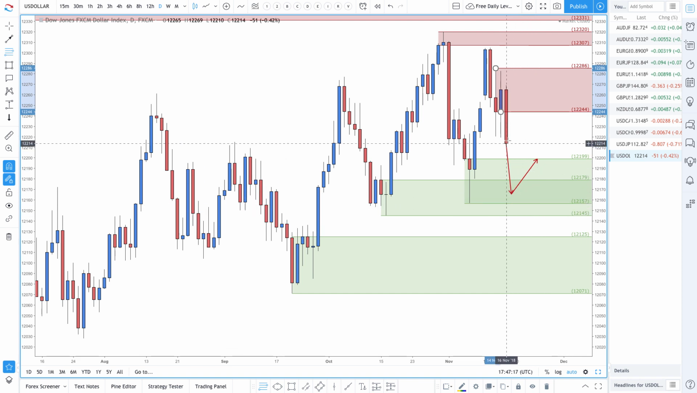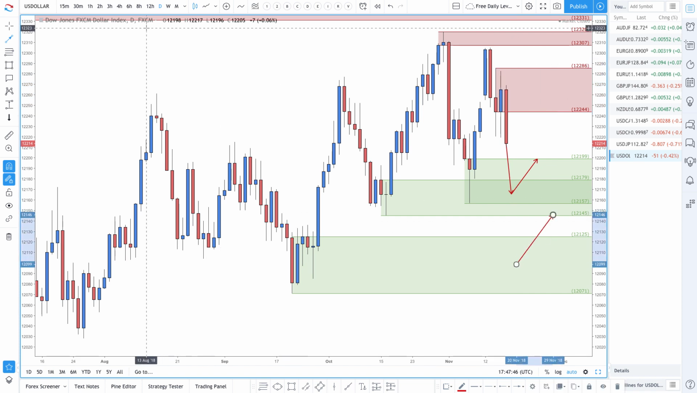Just because you see prices falling or going lower doesn't mean that the dollar is weak overall. Price doesn't always reflect value, and value isn't always reflected in looking at price. So if you do want to be a buyer of the dollar, then this area would be probably a first area to look to get long. If not, then you're probably looking at somewhere around here.